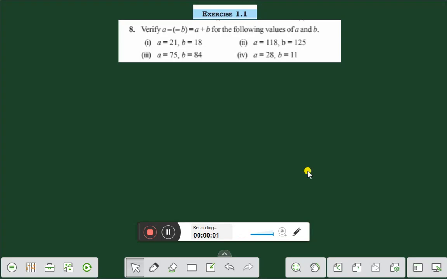Hello everyone. Today we shall discuss exercise 1.1 question number 8. Verify a minus of minus b is equal to a plus b for the following values of a and b.